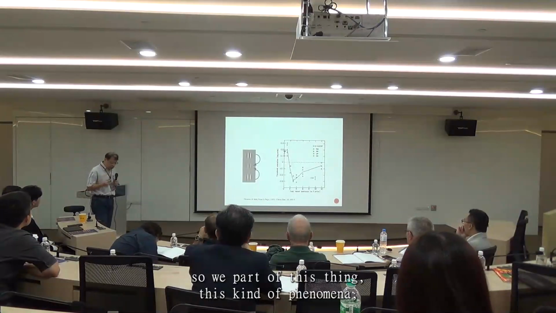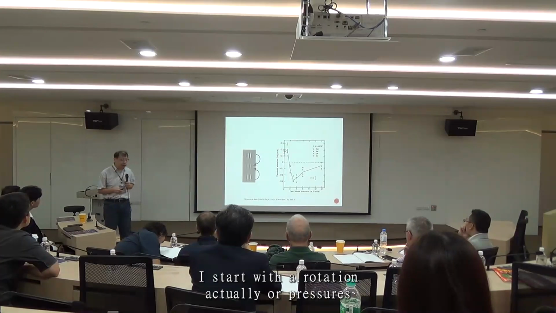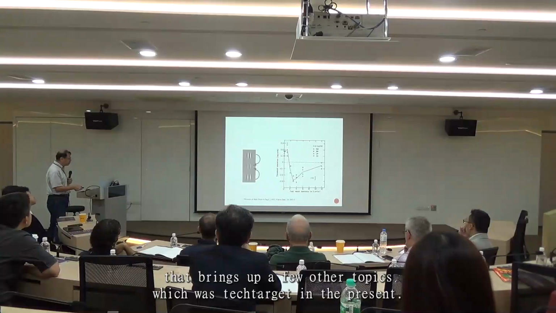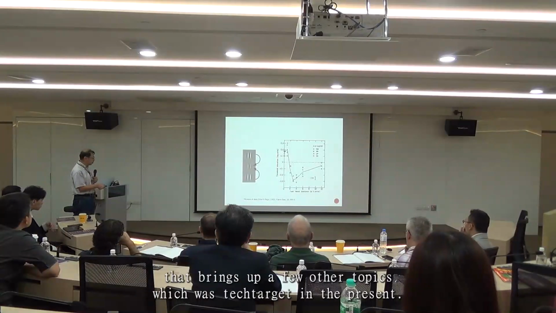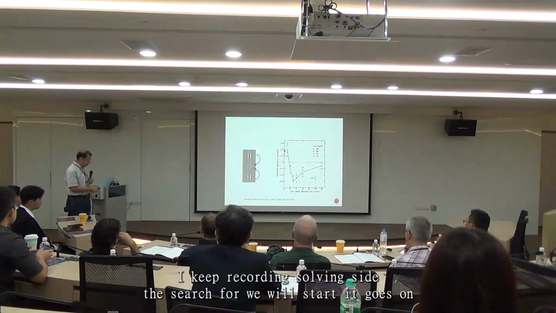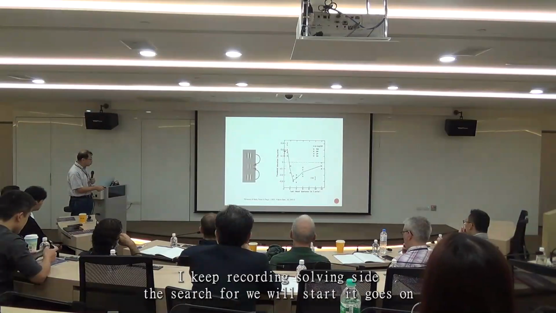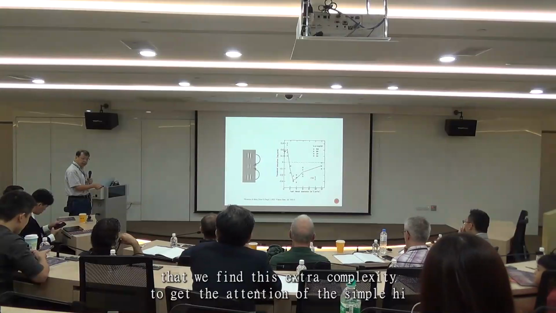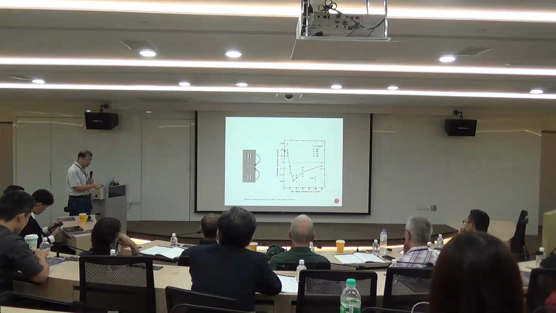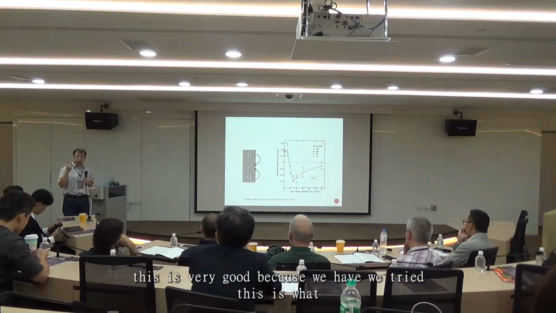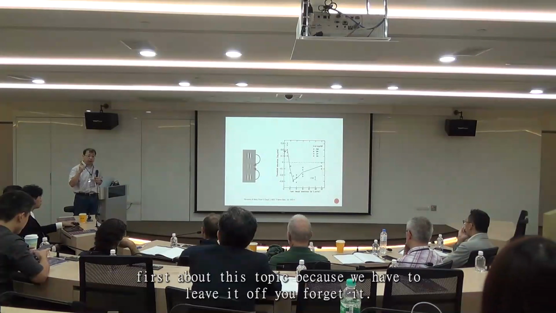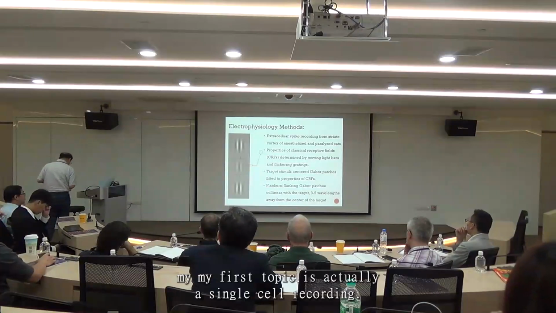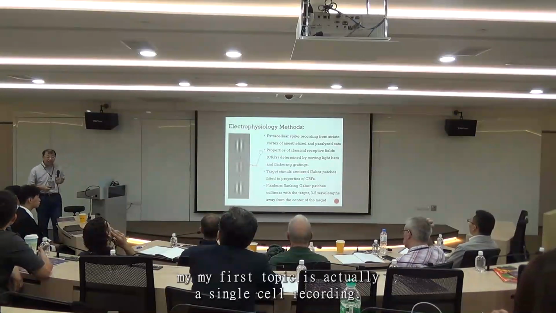So we try to understand this kind of phenomenon. I start with contrast detection, or lateral detection. So for instance, here the task is to detect a target in the presence of flankers. Okay. And the typical result is that the threshold goes down and goes up. That shows that the flankers can actually facilitate the detection of the central target. This is very good because this is the first step of Gestalt, because we have to link objects together. Okay. And my first start is actually single cell recording.